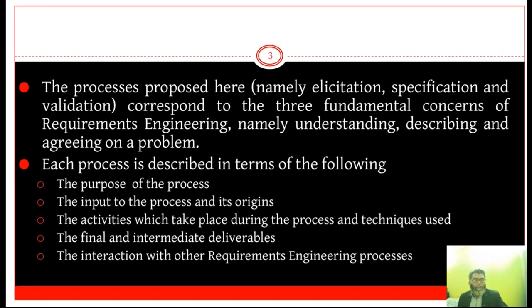The processes proposed here, like elicitation, specification, and validation, correspond to the 3 fundamental concepts of requirement engineering, namely understanding, describing, and agreeing on a problem. Each process is described in terms of the following: the purpose of the process, the input to the process and its origins, the activities which take place during the process and techniques used, the final and intermediate deliverables, and the interaction with the other requirements engineering processes.